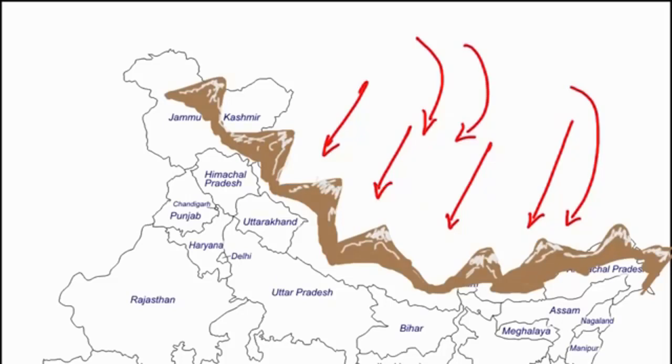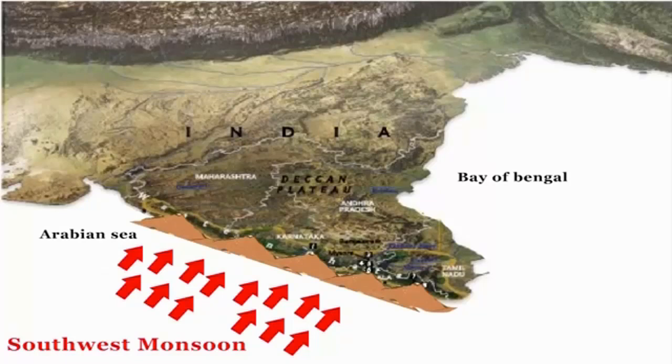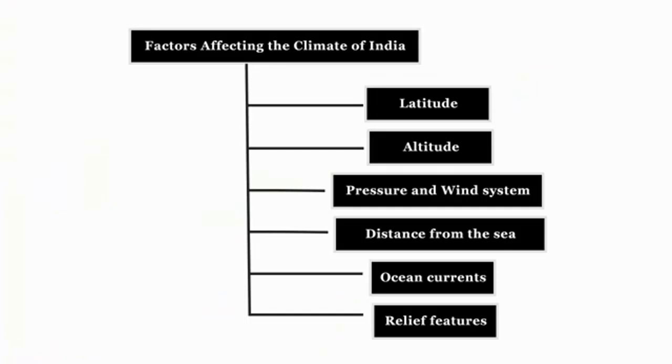And it is also due to these mountains that precipitation takes place. One such example would be the mountains of Western Ghats that lie in the path of the rain-bearing southwest monsoon winds. So these were the 6 factors that affect the climate of India, not just India, any place on earth.